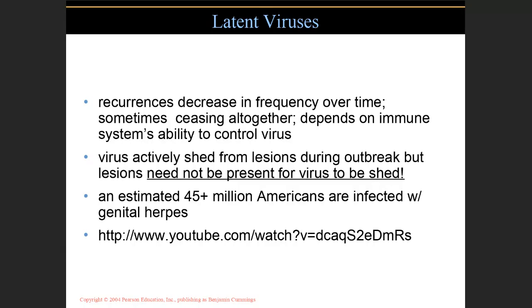Now, when it comes to the number of infections, this 45 million is an old number. It's much higher than that now. And in particular for women in the United States, depending upon where you are, up to 50% of women are infected with genital herpes, and most of them do not know it. And the reason why they don't know it is because the blisters can be inside the vagina where they can't see them or feel them.